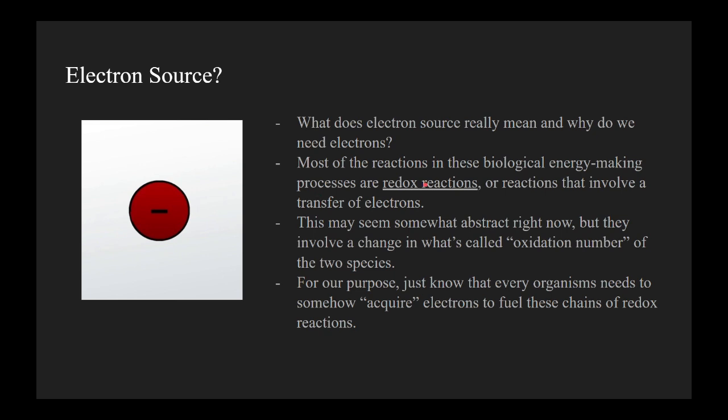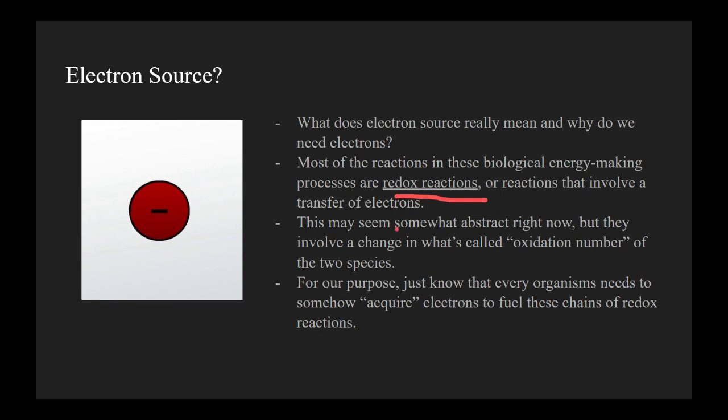It turns out that a lot of the reactions in this pathway are what are called redox reactions. Redox stands for reduction-oxidation, and these reactions involve some sort of transfer of electrons. You might think all chemical reactions involve transfer of electrons, but this is slightly different because it involves a change in what's called the oxidation number of the two things that are reacting together. We're not going to get into the chemistry here, but just know that redox reactions are a very particular type of reaction that involve electron transfer.